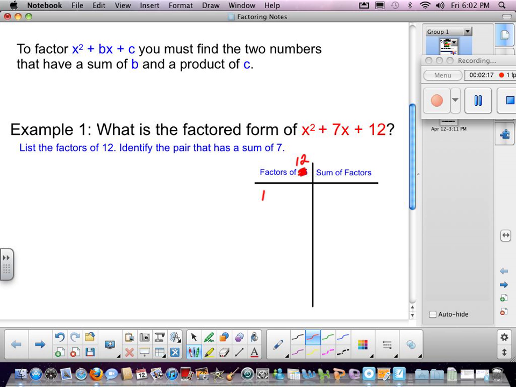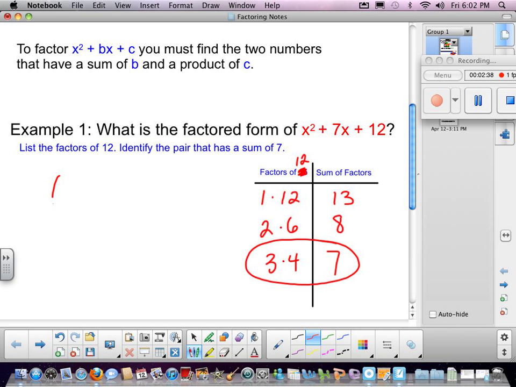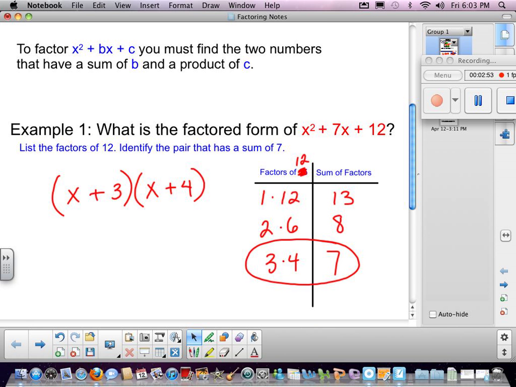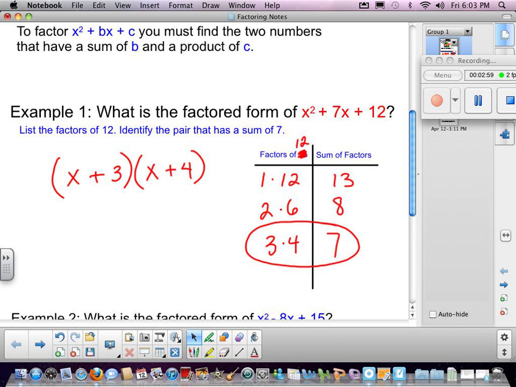So what are the factors of 12? We're going to look at 1 times 12, and that sum would be 13. 2 times 6, the sum would be 8. And 3 times 4, that sum would be 7. Those are all the factors of 12. We want the pair that adds up to give us 7, so that's that pair there. When we write this out in factored form, it would be x plus 3 times x plus 4. We could check that by FOILing or using the box method or using the distributive method. The factored form of x squared plus 7x plus 12 would be x plus 3 times x plus 4.